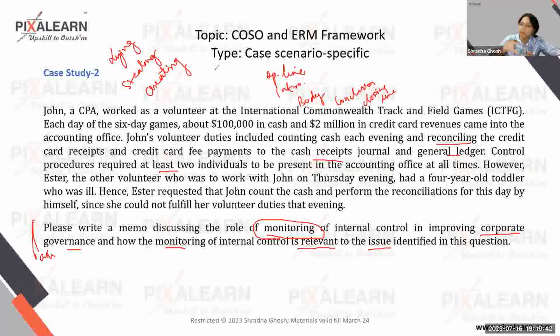Then you're going to write one global para on the role of monitoring in internal control. Then you're going to link it to the case and say that in this particular case, we cannot treat it as a one-off case. It is a problem of effective implementation. Rahul, it's a very global problem. Unmute yourself.